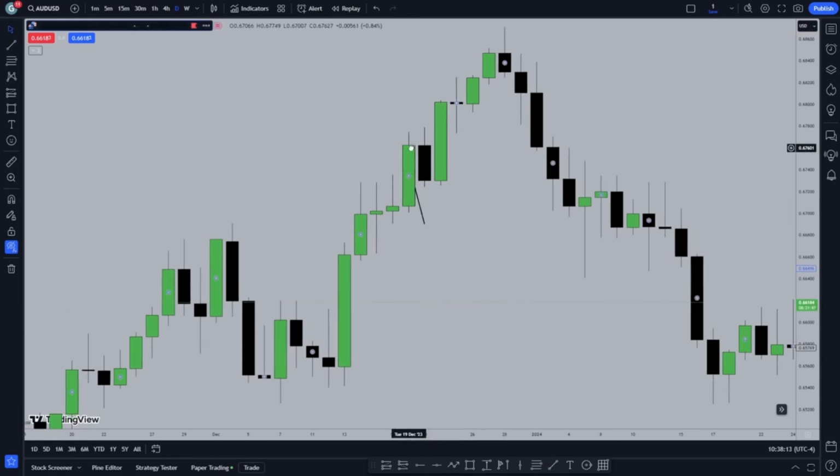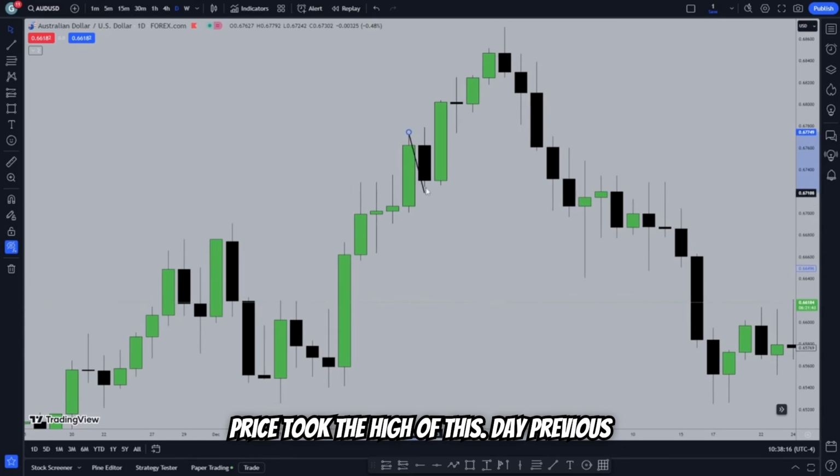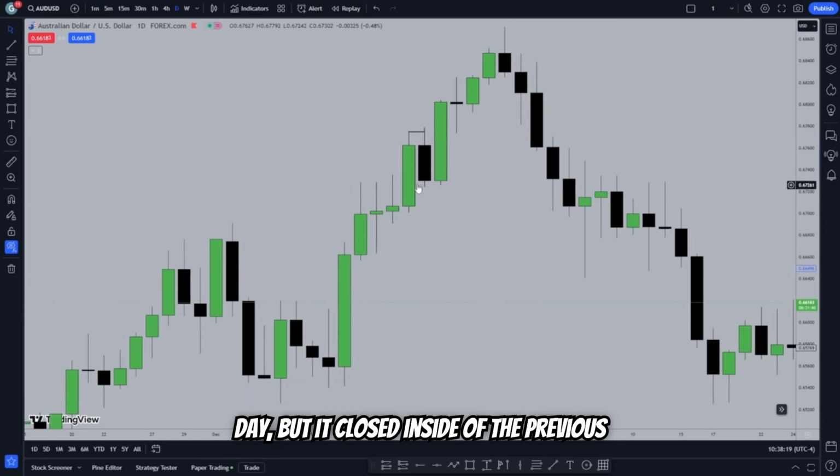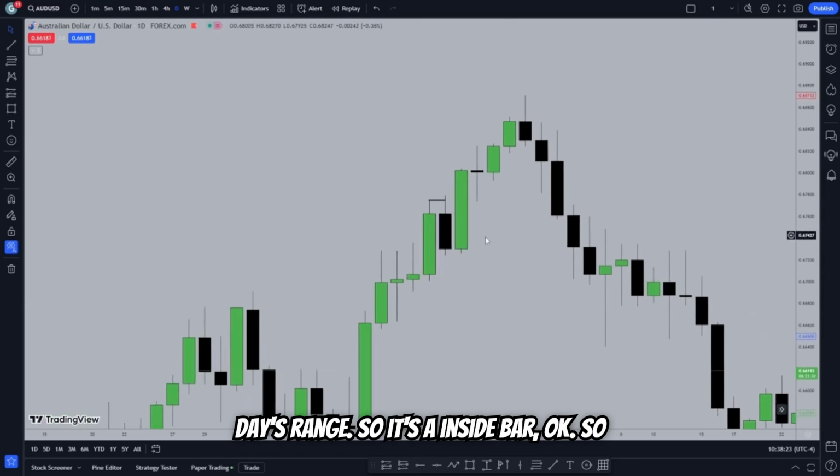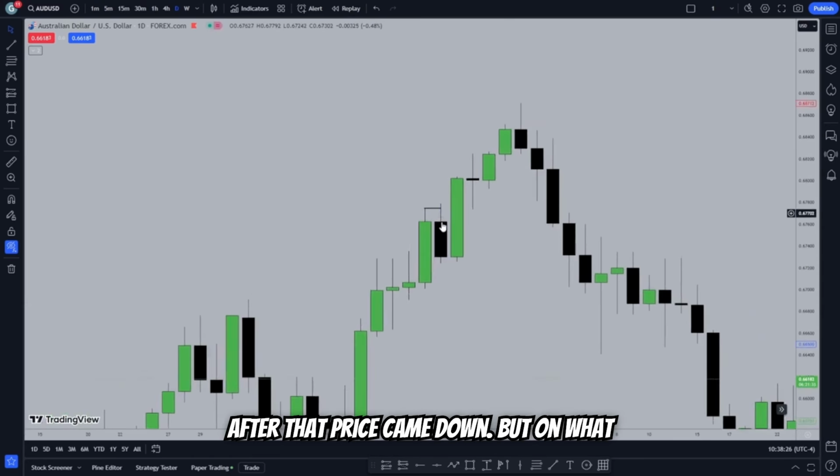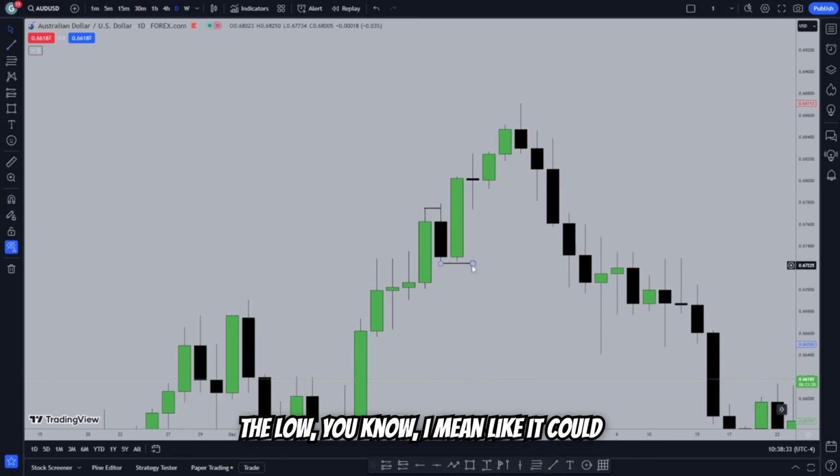On this day also, price took the high of the previous day, but it closed inside the previous day's range, so it's an inside bar. And after that, price came down. But on the next day, price didn't go down and take the low of this. It was really close, but it didn't take the low, you know what I mean?